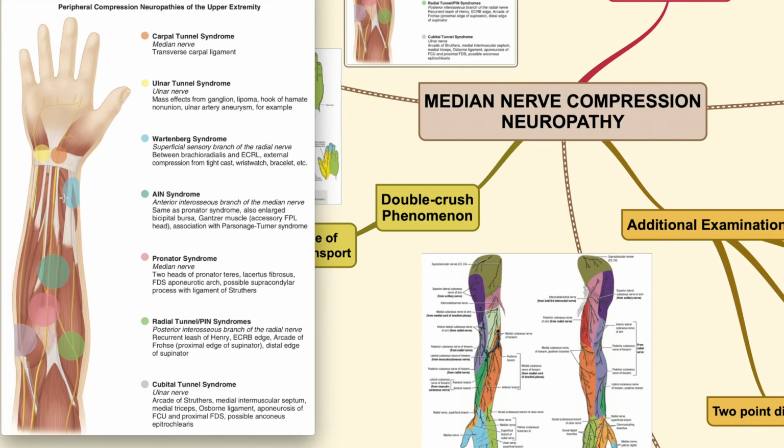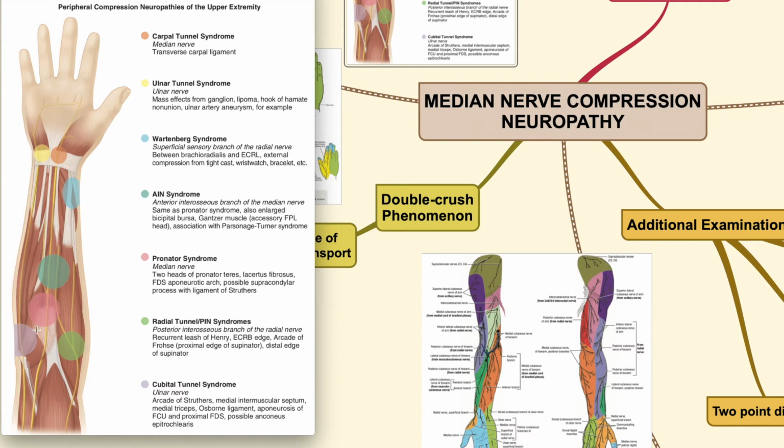And if you have a compression neuropathy, let's say over here, the pronator syndrome, then all those metabolic transports that go from this area here at the elbow down to the wrist are blocked. And those that go from the wrist back to the elbow are also blocked.